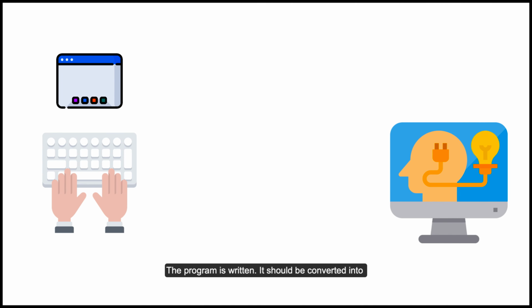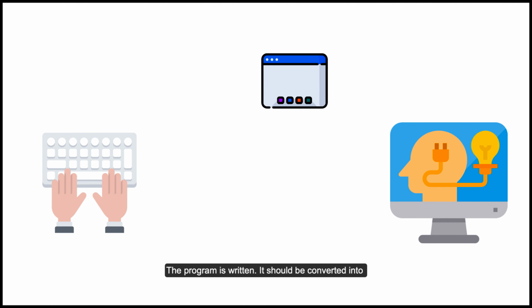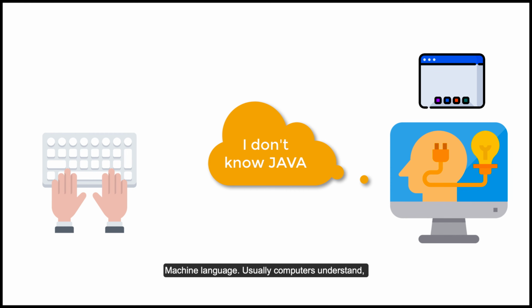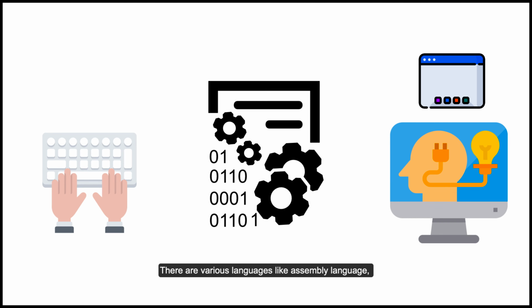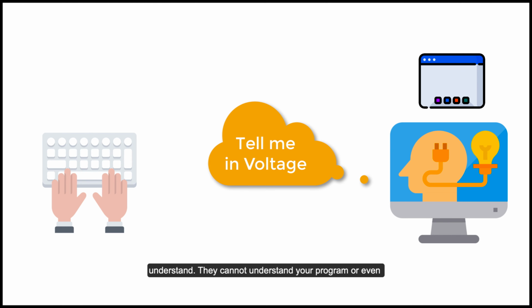Now once the program is written, it should be converted into machine language. Usually computers understand binary, that is 0 and 1, where 0 stands for low voltage and 1 stands for high voltage or 5 volts. So there are various languages like assembly language, binary language and machine languages basically. These languages are the only ones that computers understand. They cannot understand your program or even C, C++, Python. Computers are electronic machines and they understand only voltage fluctuations and things like that.